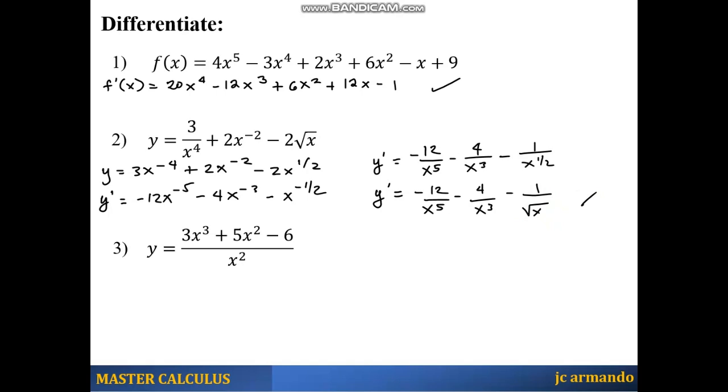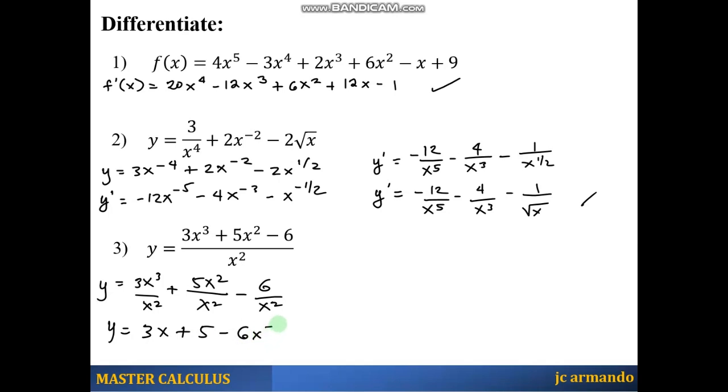So, next one. 3x cubed plus 5x squared minus 6 divided by x squared. So, we just have to decompose. This becomes 3x cubed over x squared plus 5x squared over x squared minus 6 over x squared. So this becomes x cubed divided by x squared is x, so 3x. x squared divided by x squared is 1 times 5, so it is 5. So this becomes negative 6x to the negative 2.